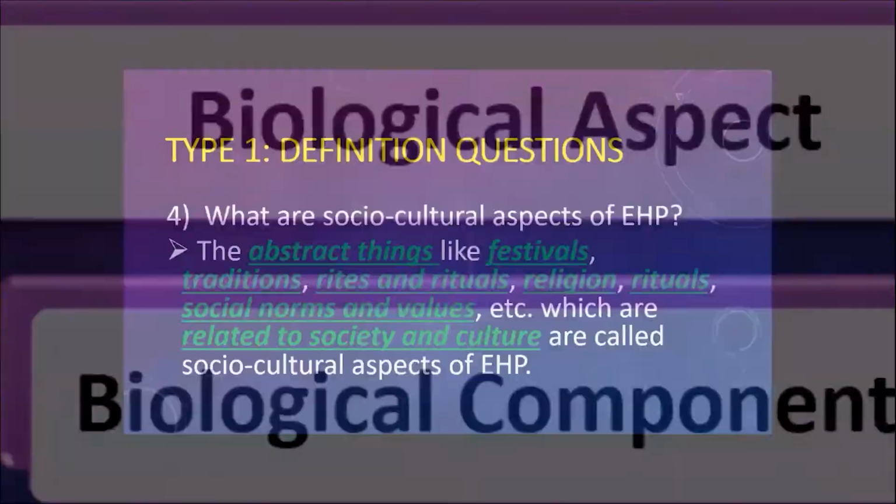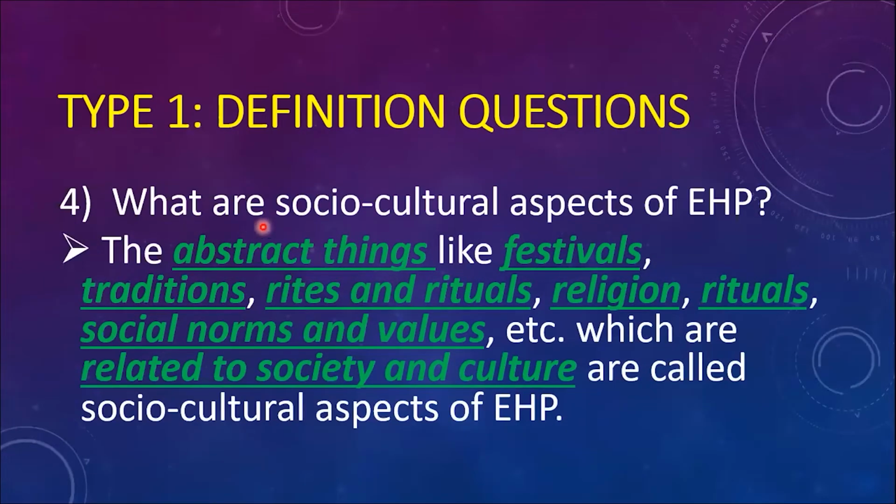So let's move on to fourth number, that is, what are socio-cultural aspects of ESP? So you can say the abstract things. So socio-cultural aspects are the abstract things. Abstract things means which cannot be touched or seen, which don't have physical structure. So the abstract things like festivals, traditions, rites and rituals, religion, social norms and values, these all are related to society and culture, and they are called socio-cultural aspects of environment, population, and health.